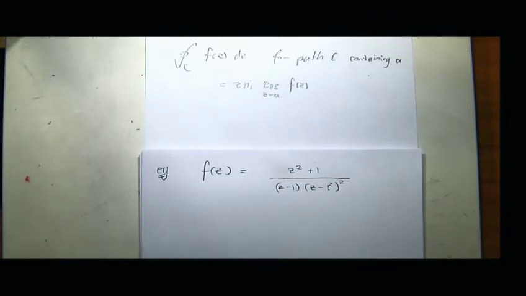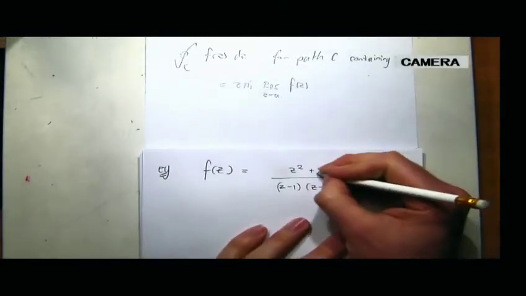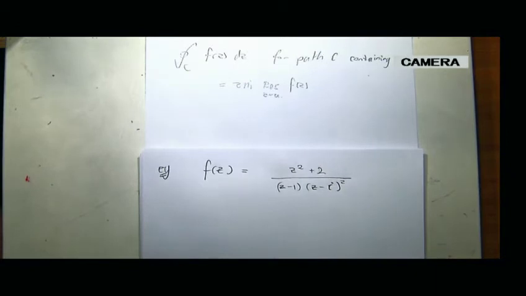Z squared plus 1 over Z minus 1. Oh no, just a second. Z squared plus 2 over (Z minus 1)(Z minus i) squared. The reason I changed that top is so that the thing on the bottom doesn't cancel with some of the top.